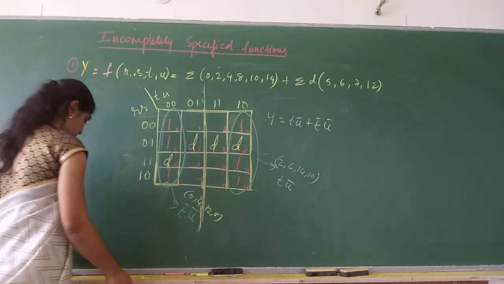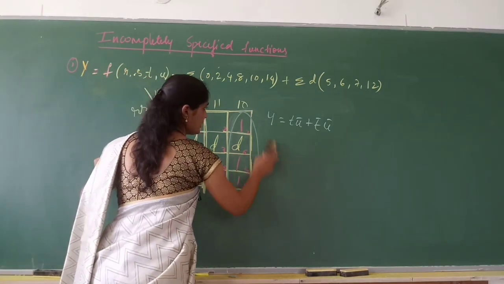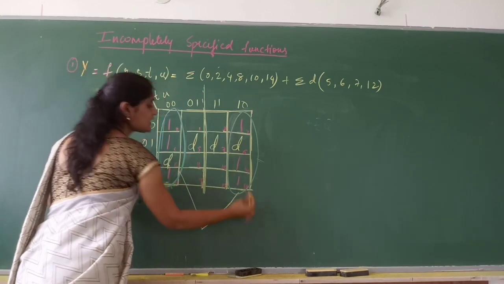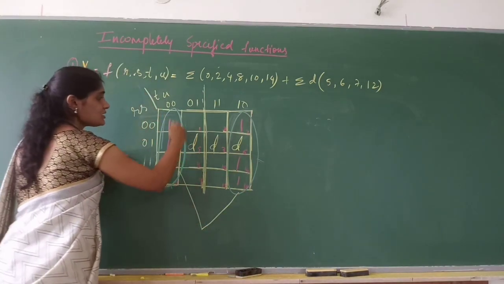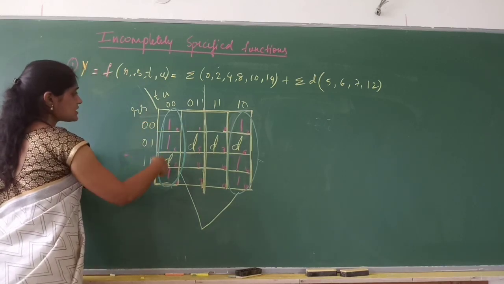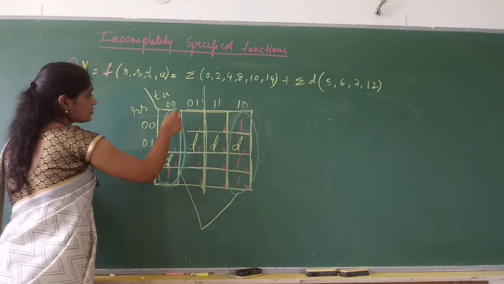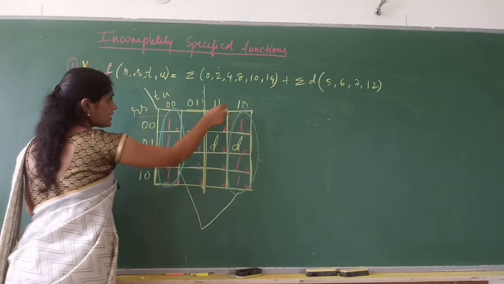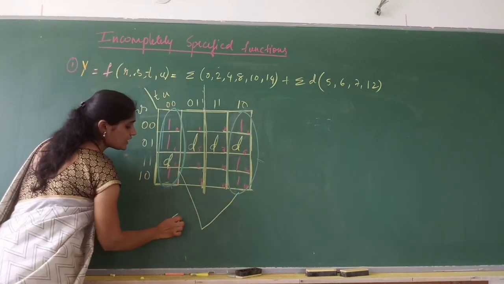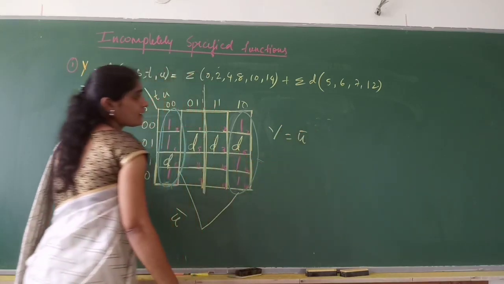So instead of grouping these four, you can form a single group by combining these 4 and these 4. And what do we get? R will get cancelled, S will get cancelled. T is 0 here, T is 1 here, so it will get cancelled. U is 0, U is 0, so we get U bar. So now what is Y? Y is equal to U bar.